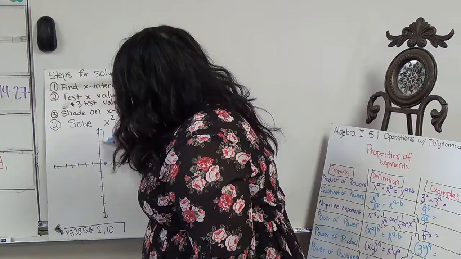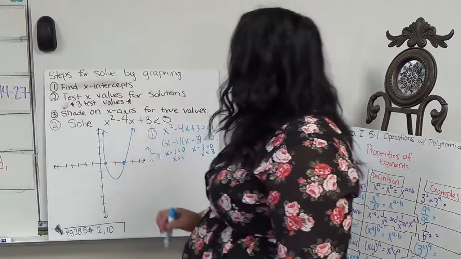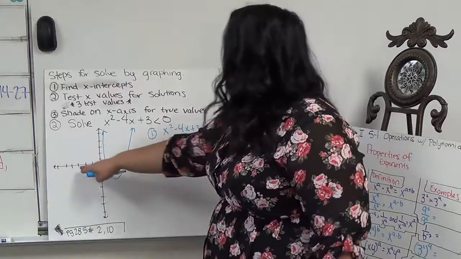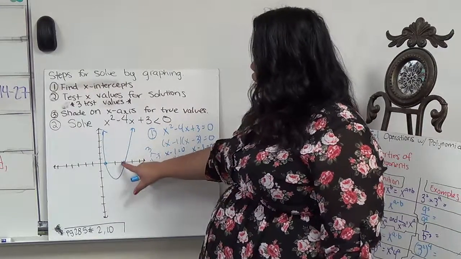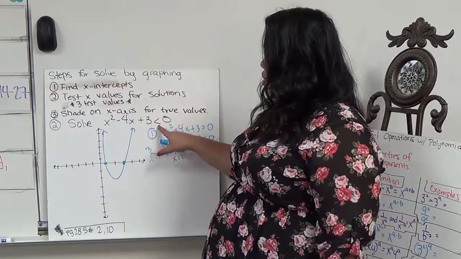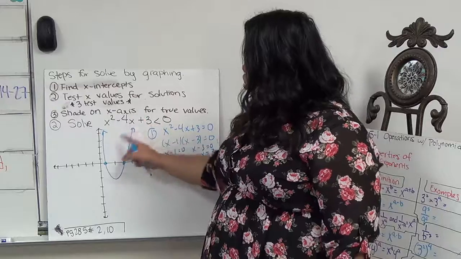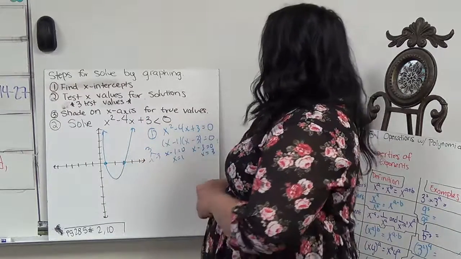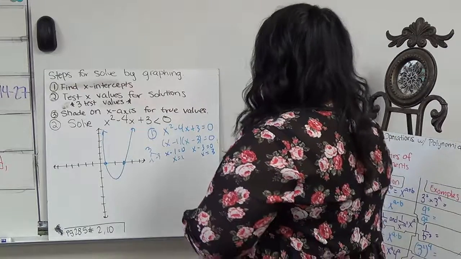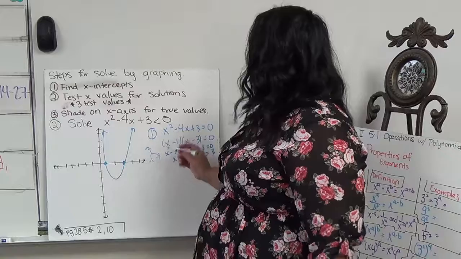Okay? It's not important for me to know where the vertex is because I'm not shading necessarily. I'm looking for the solutions here, right? So this is my solution if this was an equal sign, but it's not an equal sign. So it's not asking for me to just graph the inequality, it's asking for the solution. So we're just focusing on the x-intercepts. So what step 2 is asking is for me to then test the values.